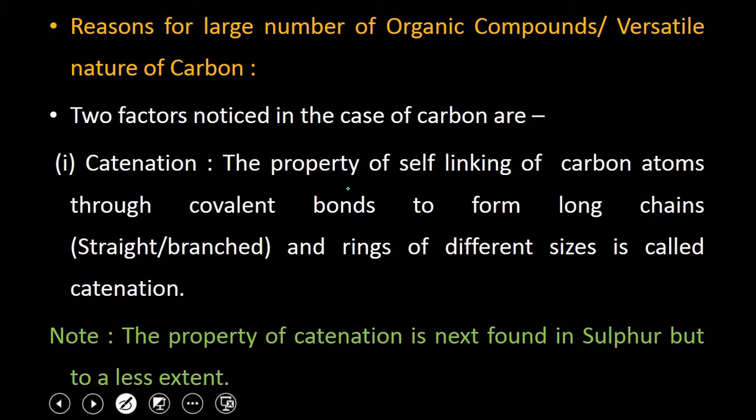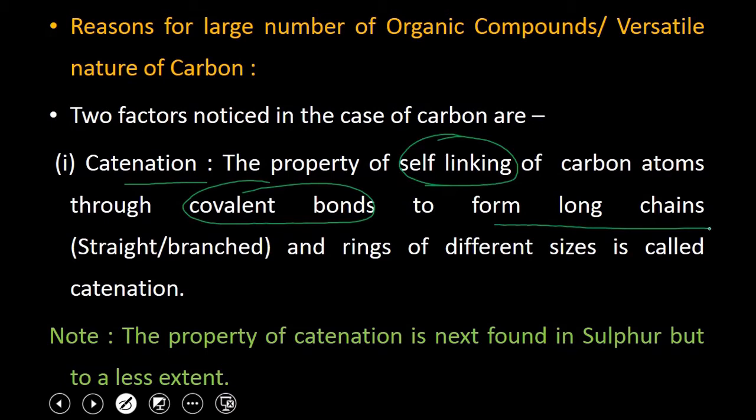So students, two factors are noticed in case of carbon. The first one is catenation. So what is catenation? Catenation is the property of self-linking of carbon atoms. Carbon atoms undergo self-linking. How do they undergo self-linking? Through covalent bonds. So the property of self-linking of carbon atoms through covalent bonds to form long chains. When carbon atoms are linking together through covalent bonds, they form long chains.